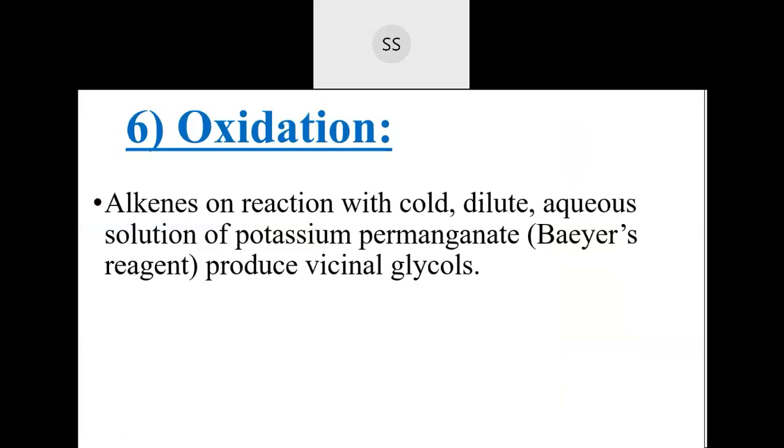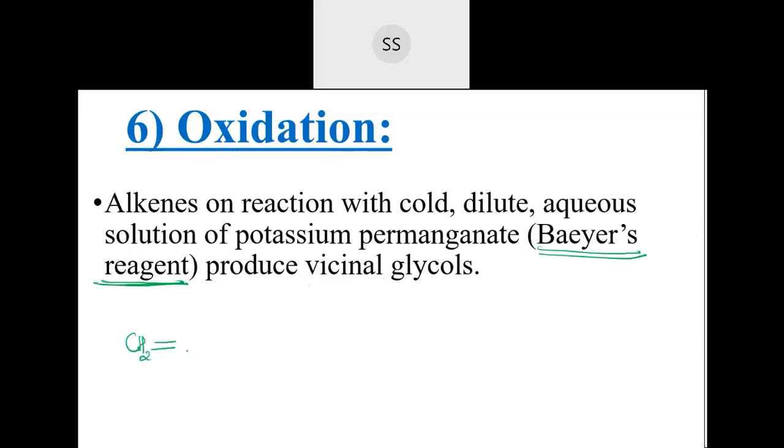Now you can write down, students. Oxidation reaction: when you make an alkene react with cool dilute aqueous solution of KMnO4, potassium permanganate, also called Baeyer's reagent, the reagent name, it produces vicinal glycol. Equation, I'll put it here.